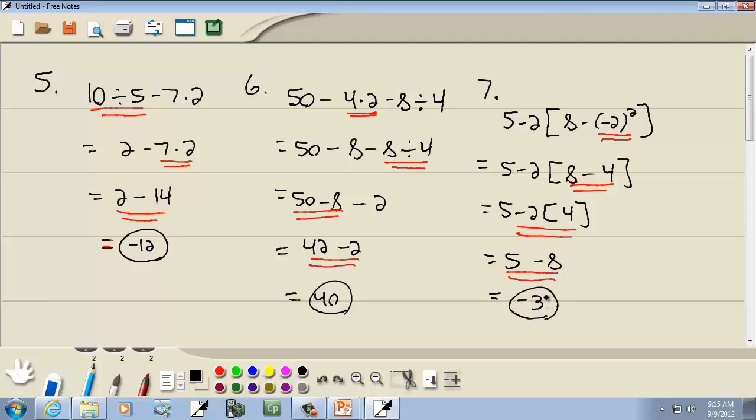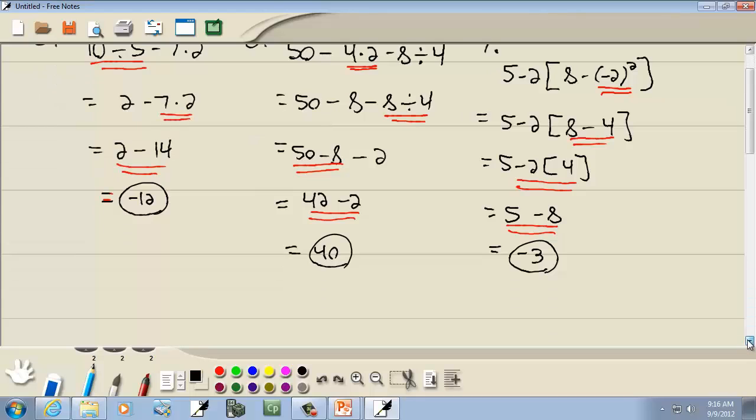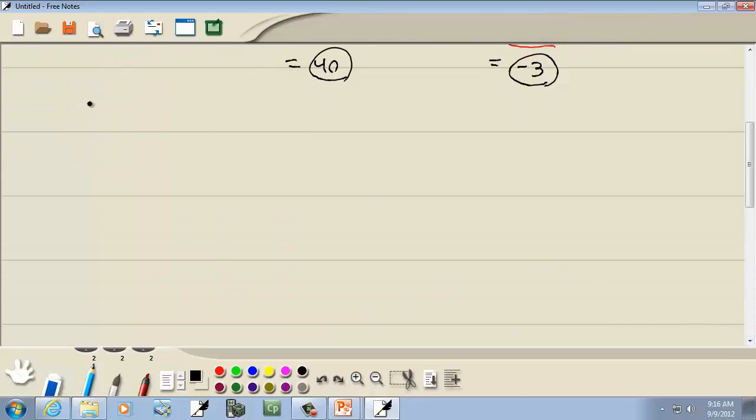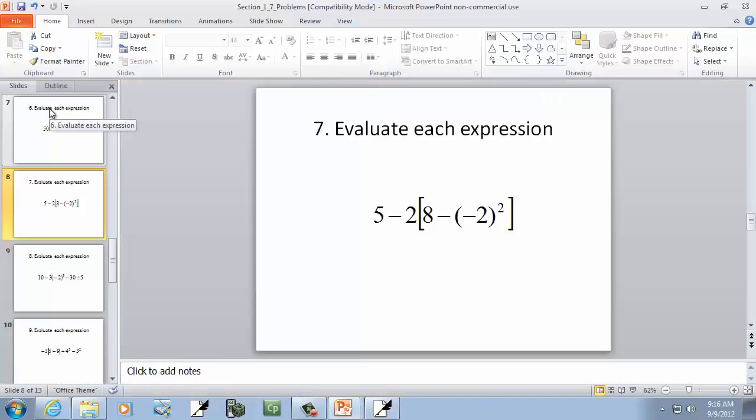And that's our answer. Now this is a popular one for people to miss on a test because they want to do the 5 minus 2. It looks so tempting up here. It should be 3. But again, you have to follow your order of operations. Let's look at another one.